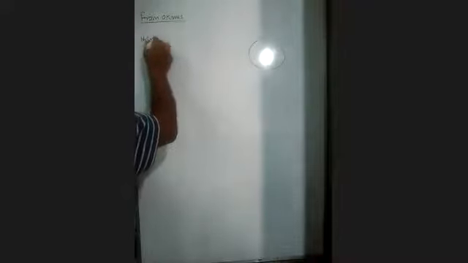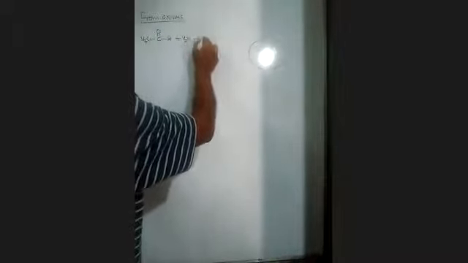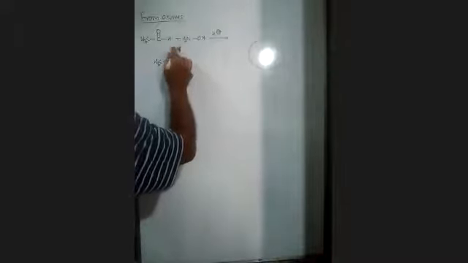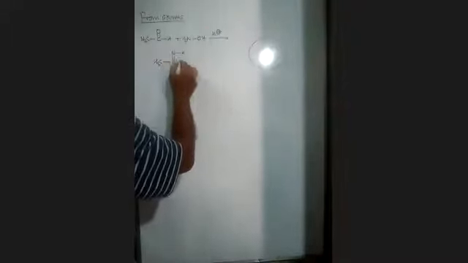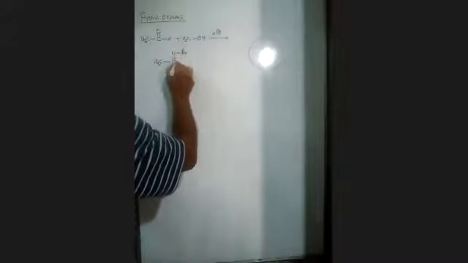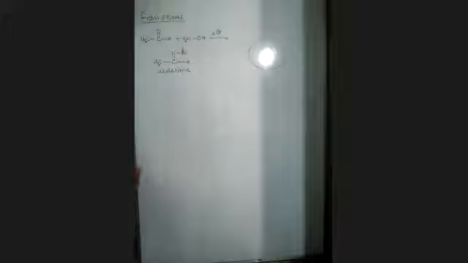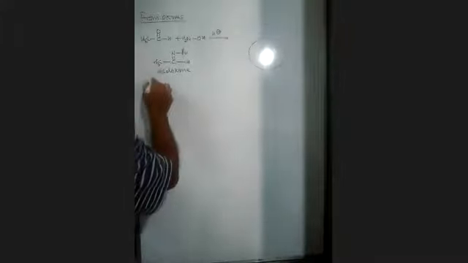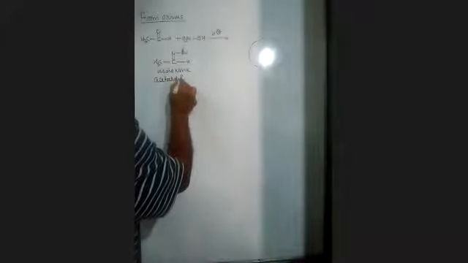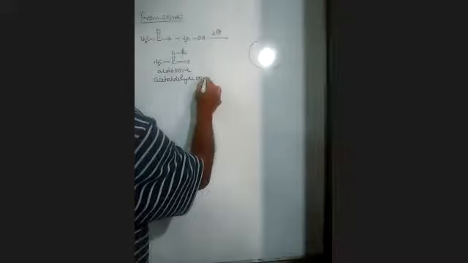What is an oxime? Suppose I have taken an aldehyde and reacted it with hydroxylamine, requiring a catalytic amount of acid. Then you will get this. This is called aldoxime. The oxime of an aldehyde is called aldoxime, and the name of this compound is acetaldehyde oxime.